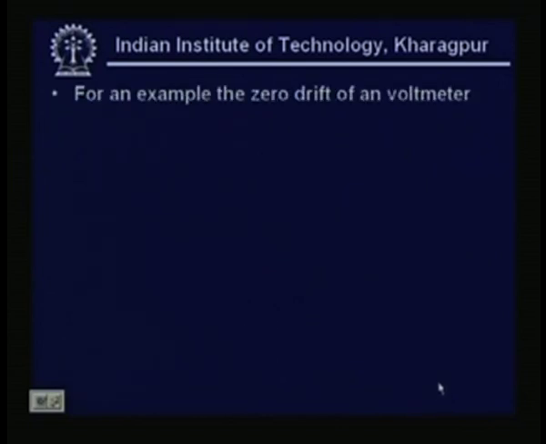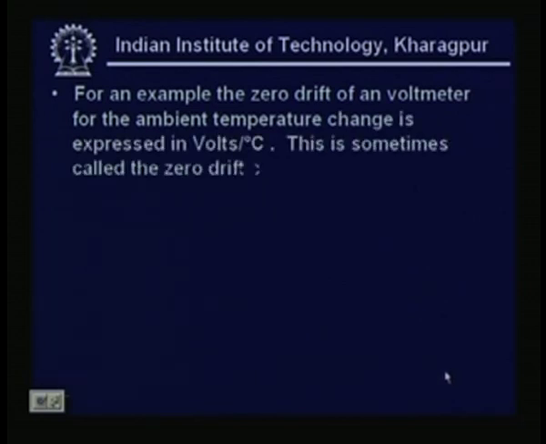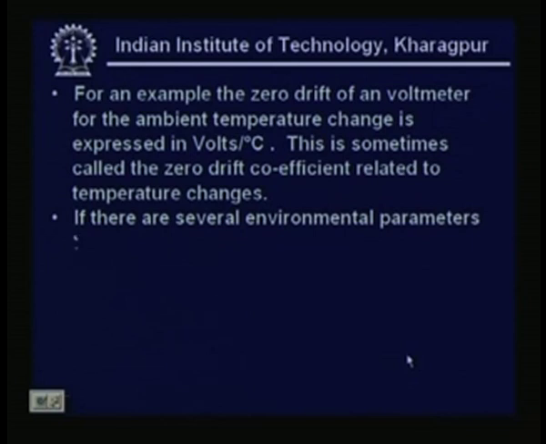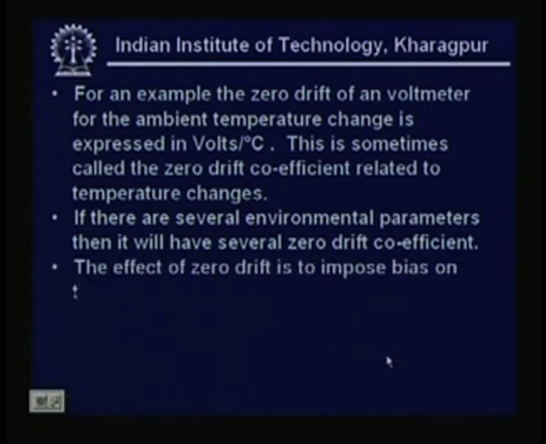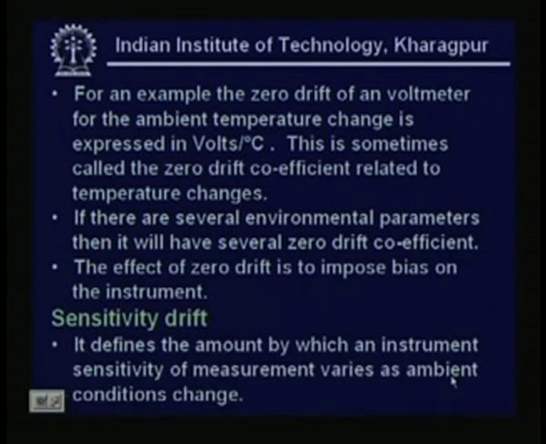For example, the zero drift of a voltmeter for ambient temperature change is expressed in volts per degree centigrade. This is sometimes called the zero drift coefficient related to temperature changes. If there are several environmental parameters, then there will be several zero drift coefficients. The effect of zero drift is to impose bias on the instrument. Sensitivity drift is another, because sensitivity also may change. It defines the amount by which an instrument's sensitivity of measurement varies as ambient conditions change.